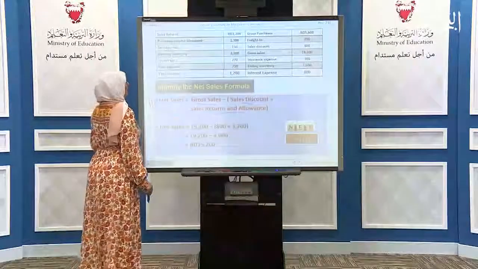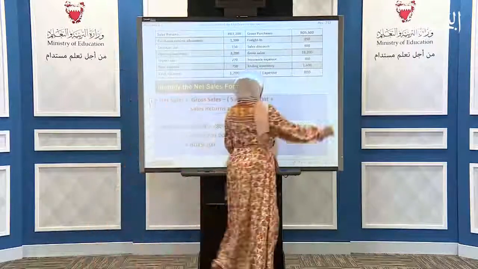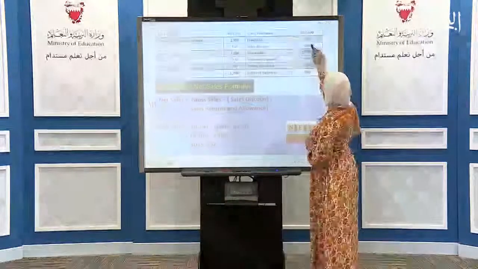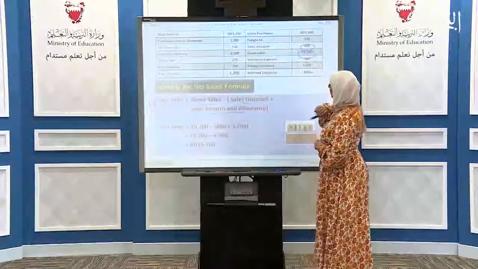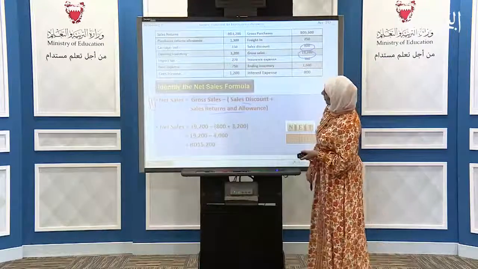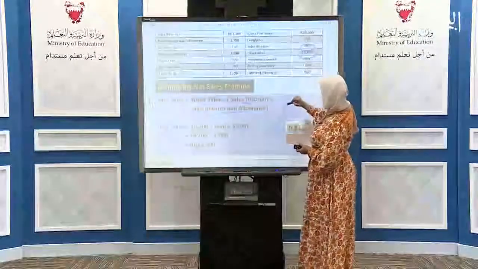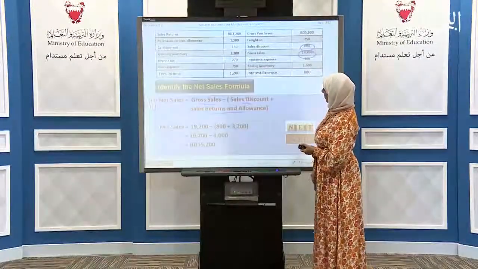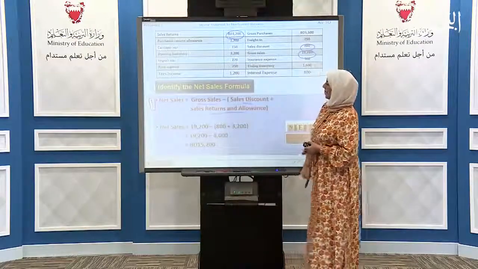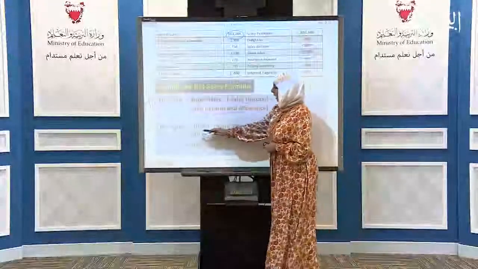Let us take a look at the data. Here we have the gross sales of Abdullah Company, and we have the sales discount for Abdullah Company, and also we have the sales return. We find this information and we can apply it in our formula.